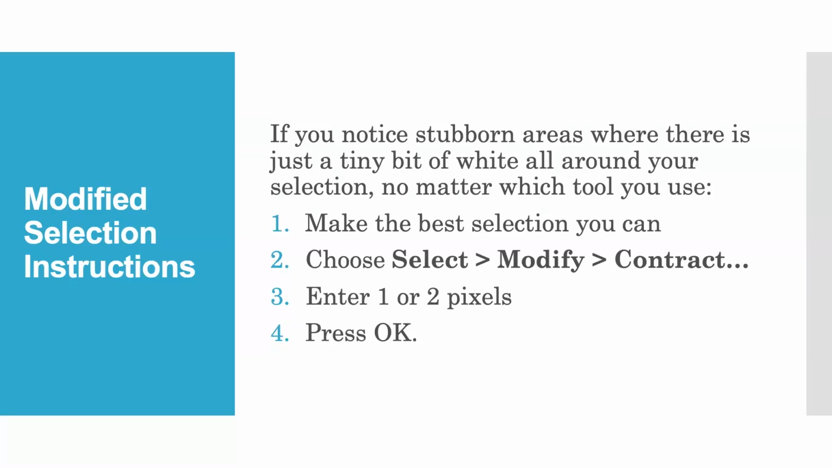What I recommend you do, if that is what you're seeing, is make the selection and then just contract it by a pixel or two. So you just go to the select menu, choose modify, and then contract. And then you can enter 1 or 2 pixels. That usually takes care of the problem. With more intricate selections, that doesn't work. And we'll show another method of doing that later.